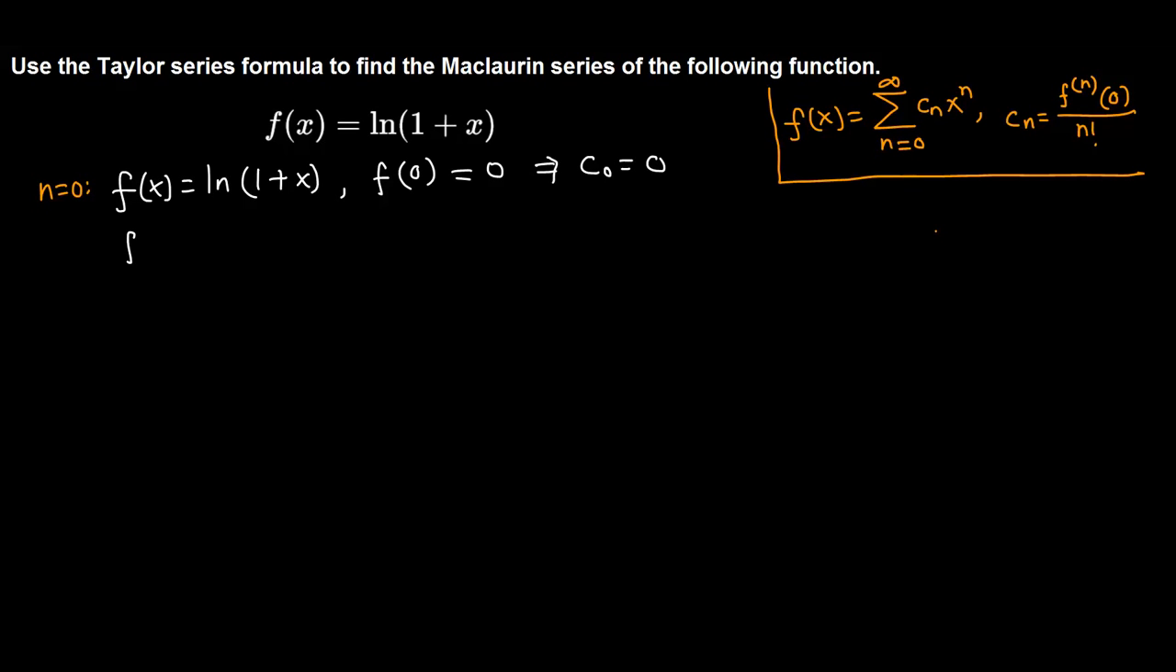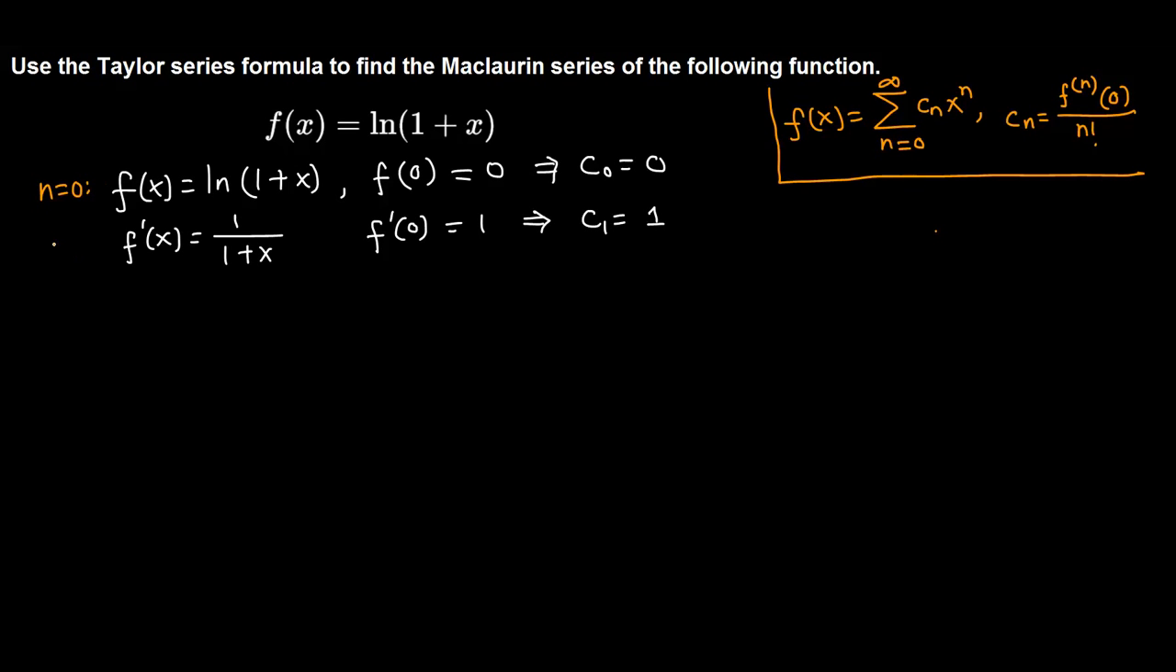Next we want to find the derivative. To find c1, the derivative of natural log of 1 plus x is 1 over 1 plus x times the derivative of this, which is 1, so we don't have to write it. Now let's evaluate this derivative at center 0. Plug in 0, so 1 over 1 plus 0, just 1. This implies c1 is this first derivative divided by 1 factorial, so 1 divided by 1 is just 1.